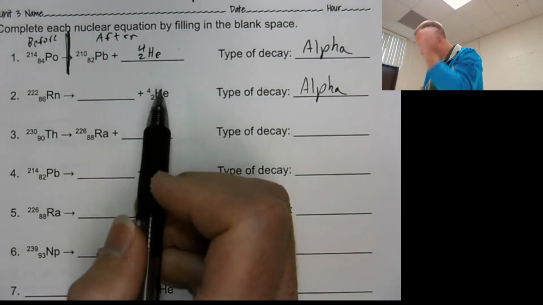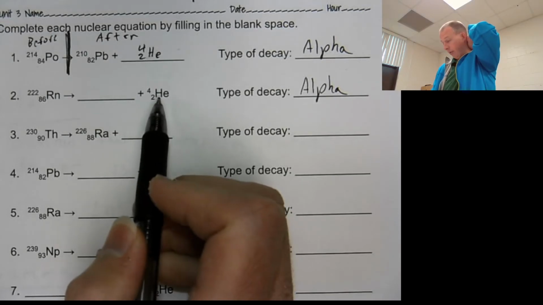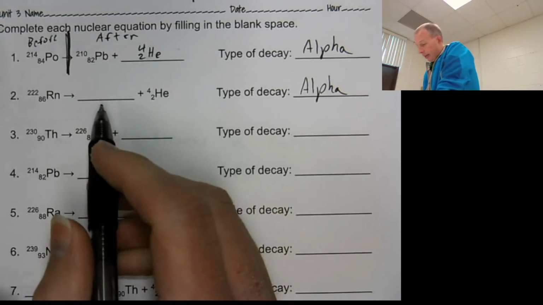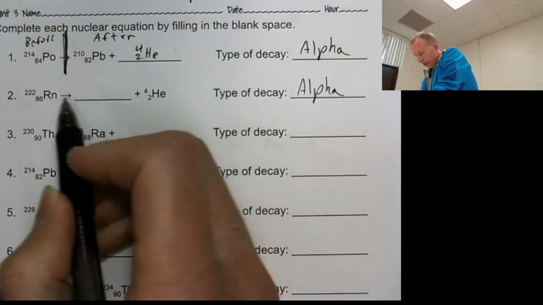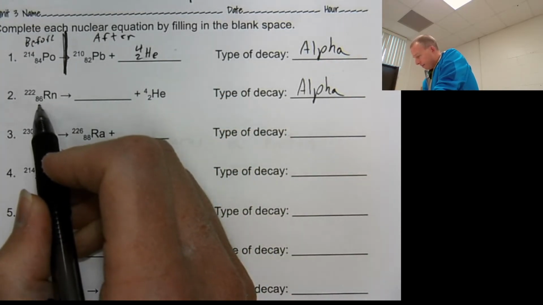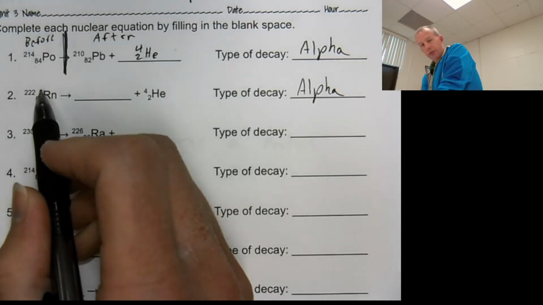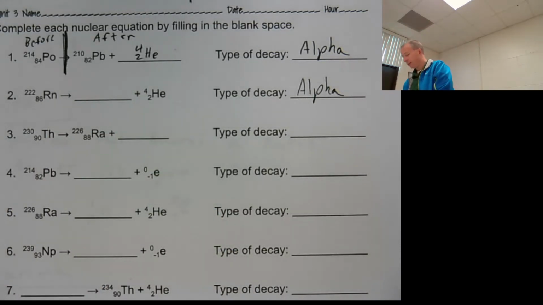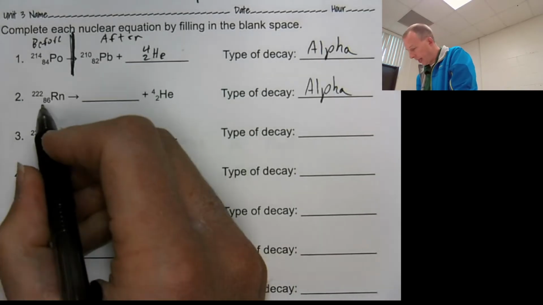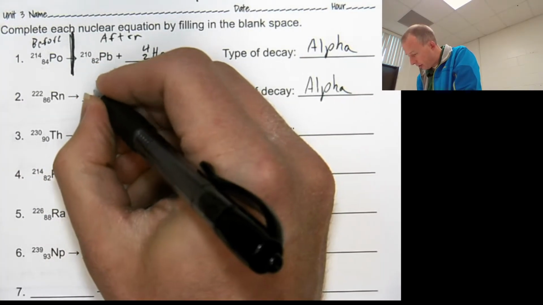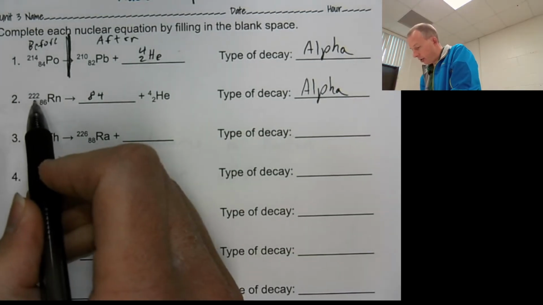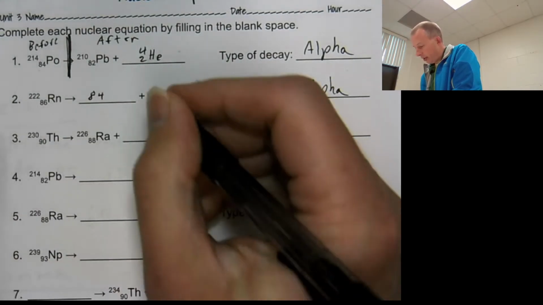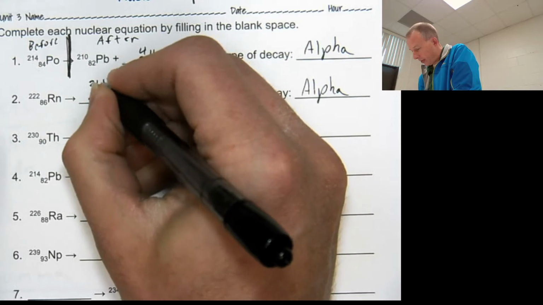So here, back to number 2, we have an alpha particle emitted. We're going to say, okay, so I lost 2 protons from radon. I lost 4 in mass number. Now, it's pretty simple to just write, okay, 86 minus 2, that's 84. Simple enough. And then 222 minus 4 is 218.